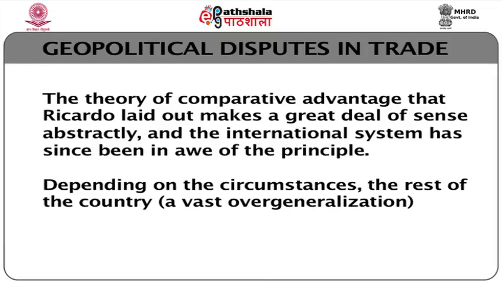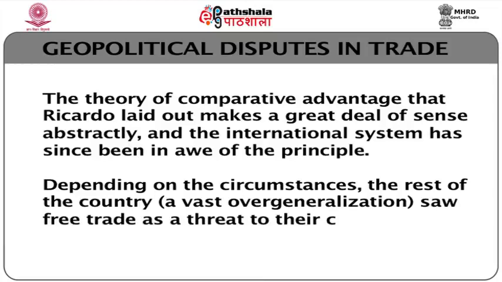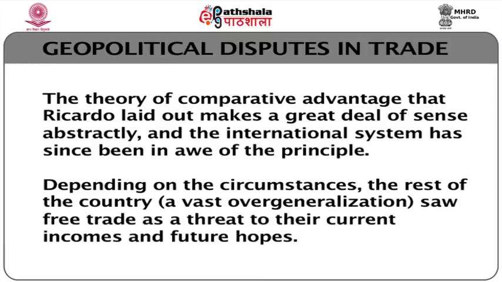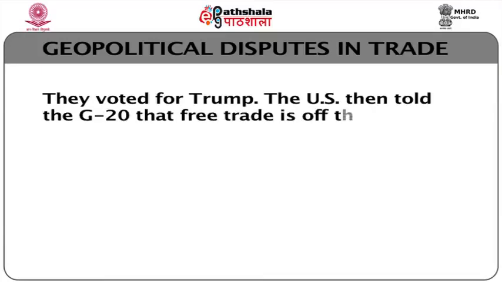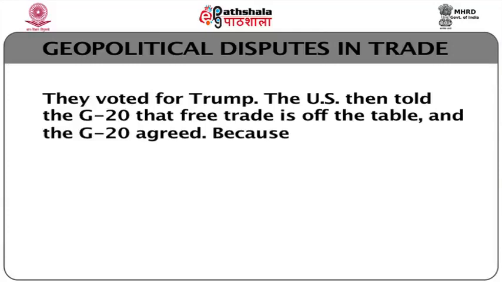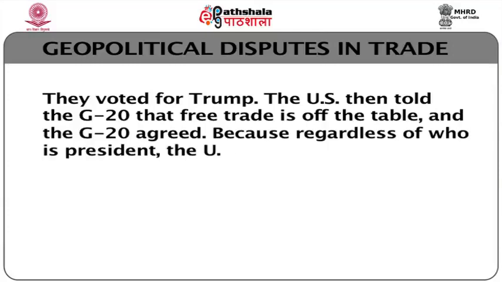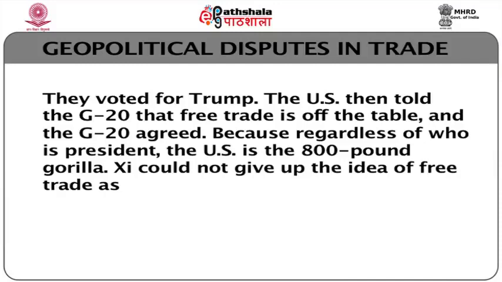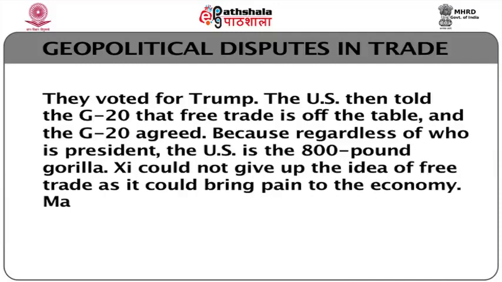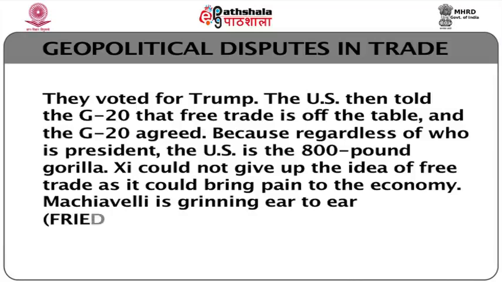Depending on the circumstances, the rest of the country, in a vast overgeneralization, saw free trade as a threat to their current incomes and future hopes. They voted for Trump, and the US then told the G20 that free trade is off the table, and the G20 agreed because, regardless of who is president, the US is the 800-pound gorilla. Xi could have given up the idea of free trade as it could bring pain to the economy. Machiavelli is grinning from ear to ear, as Friedman once said.